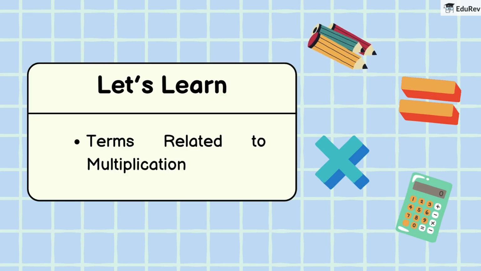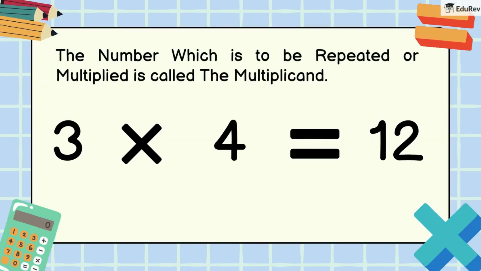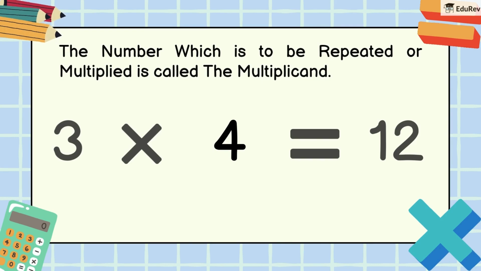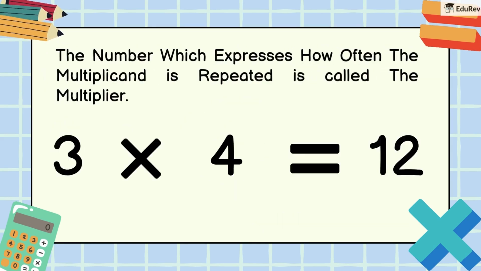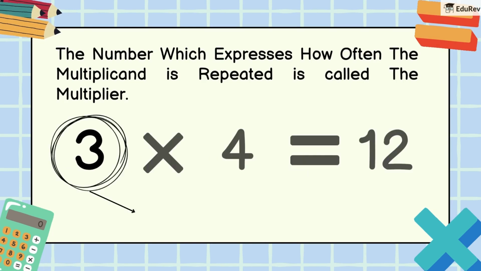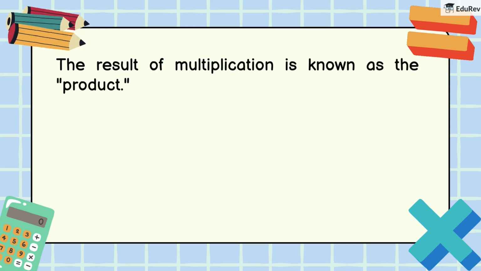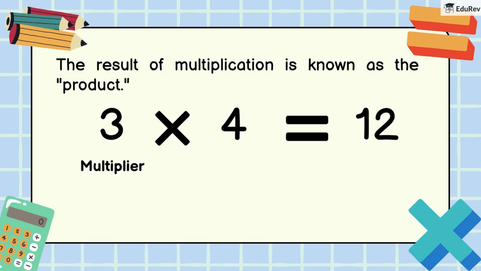Let's break down some key terms related to multiplication. The number that you multiply is called the multiplicand. For example, in 3 times 4, the number 4 is the multiplicand. The number you are multiplying by is called the multiplier. So, in our example, 3 is the multiplier. The result of multiplication is known as the product. Thus, in 3 times 4, the product is 12.